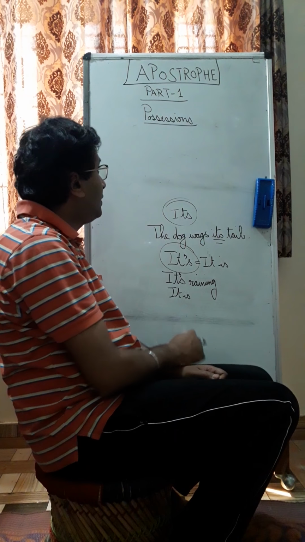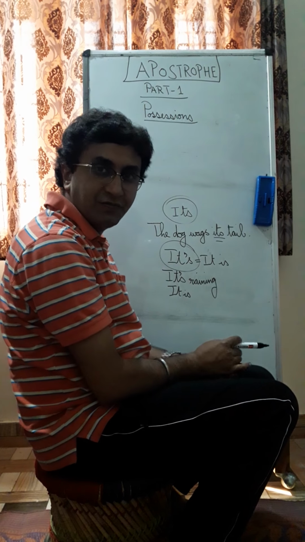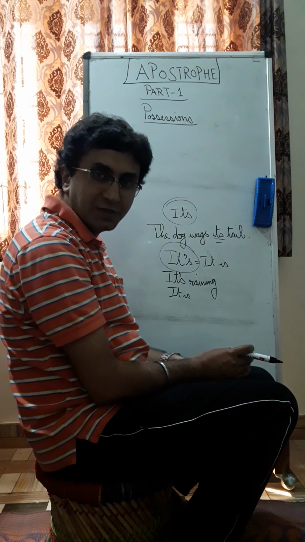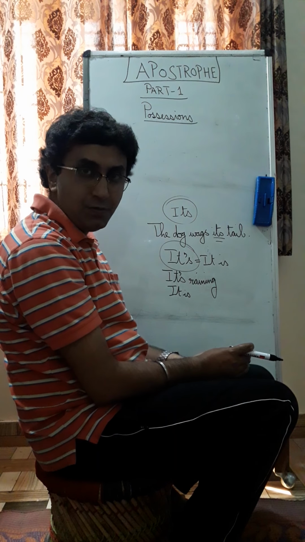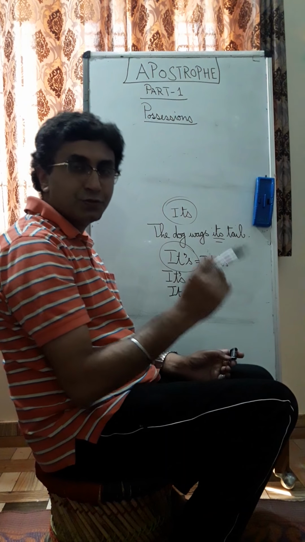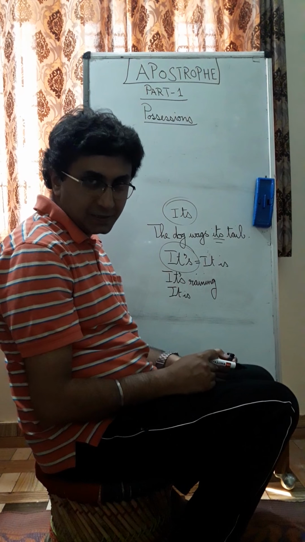Right? So this is how the apostrophe is used when we talk about possessive pronouns and possessive nouns. Thank you. In part 2, I'll talk about where the apostrophe is used to show omission and contractions. Thank you very much.